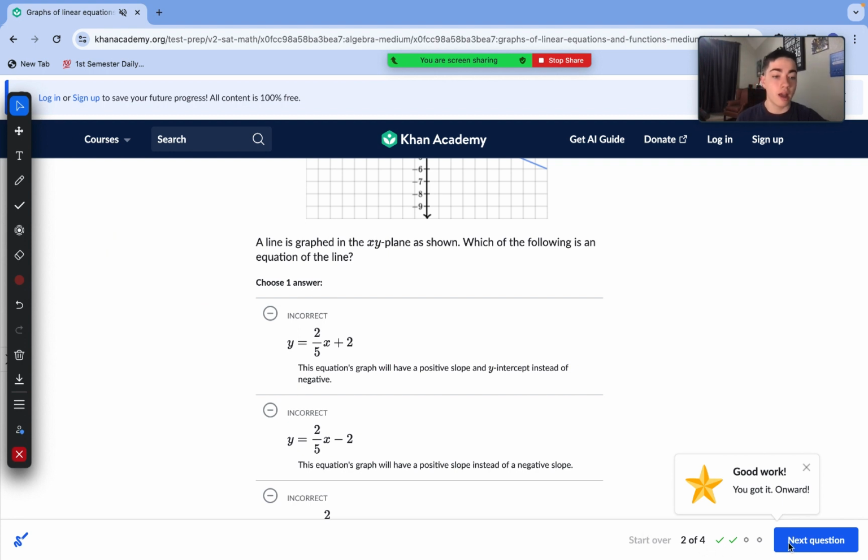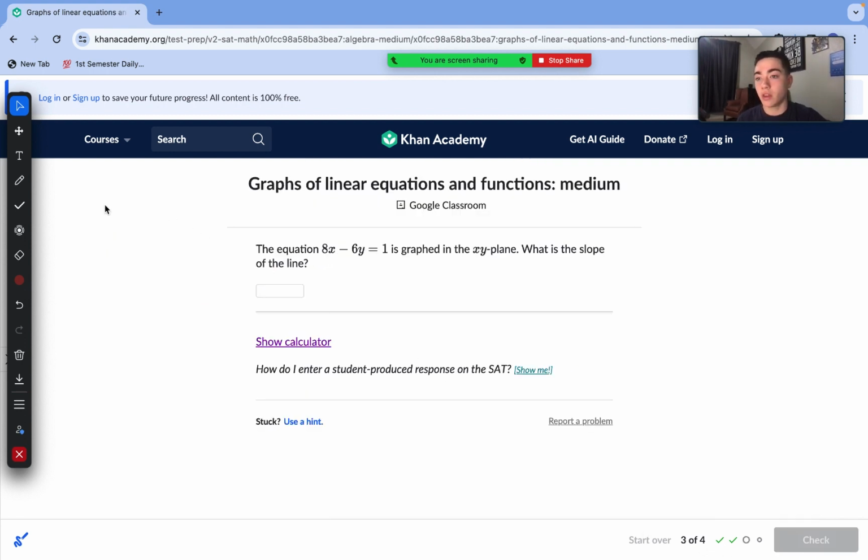On to our question number 3. The equation 8x minus 6y equals 1 is graphed on the xy plane. What is the slope of this line? As mentioned when discussing our different linear equations before, there is no slope visible with our standard form, so we need to convert it out of there. I recommend going with our slope intercept, our y equals mx plus b.